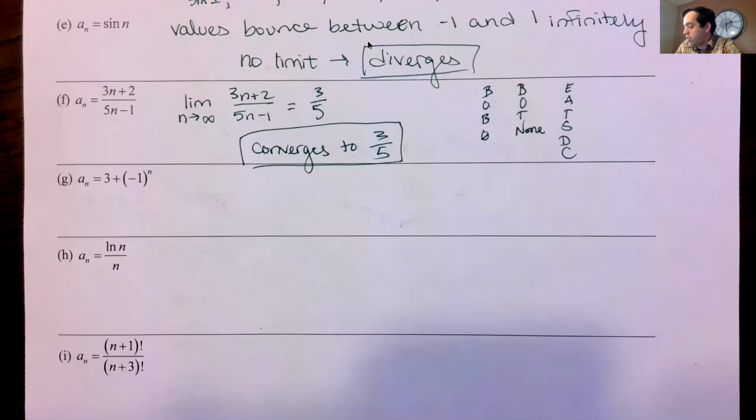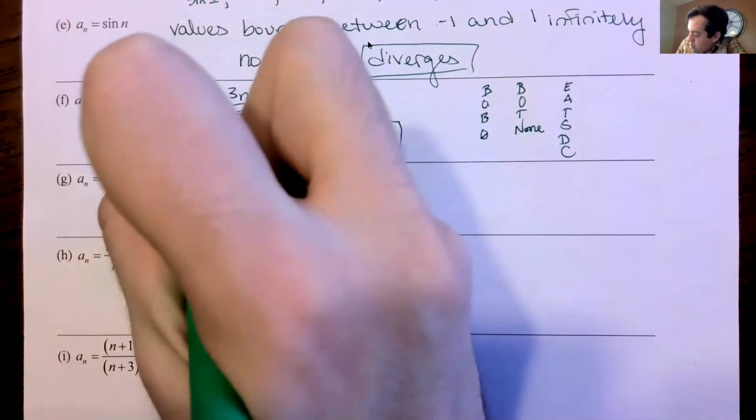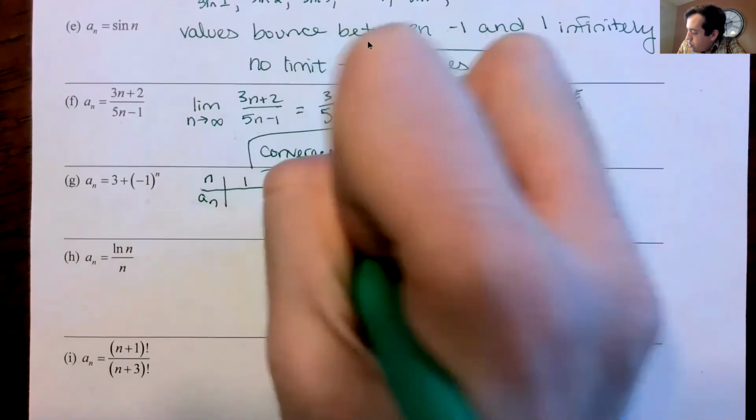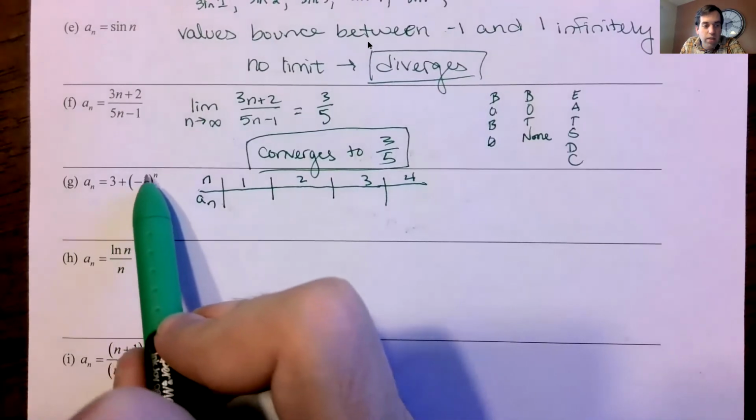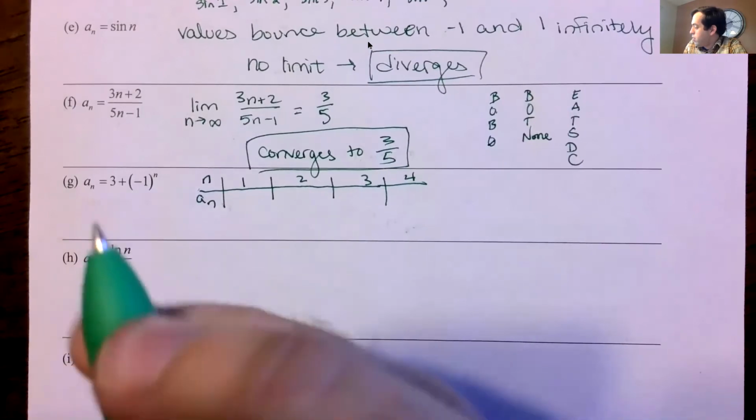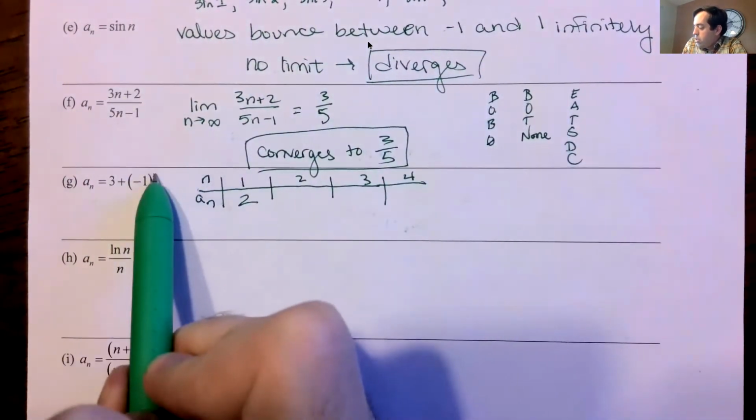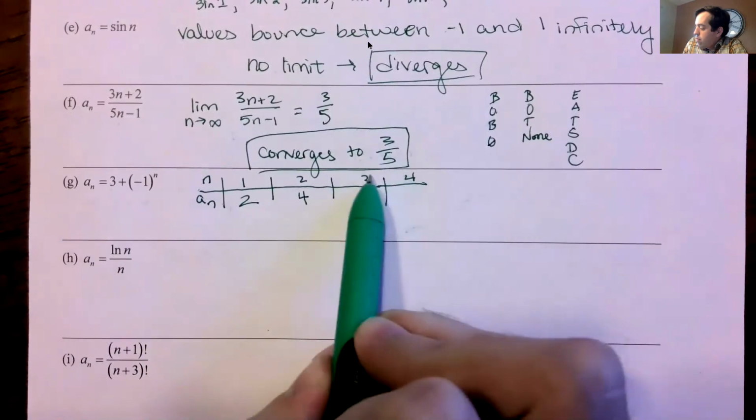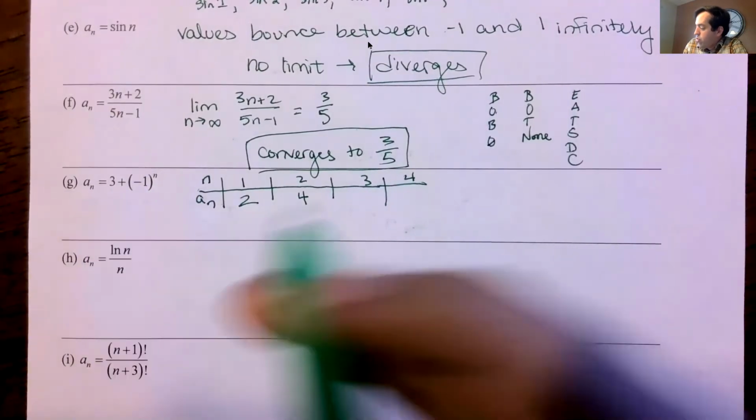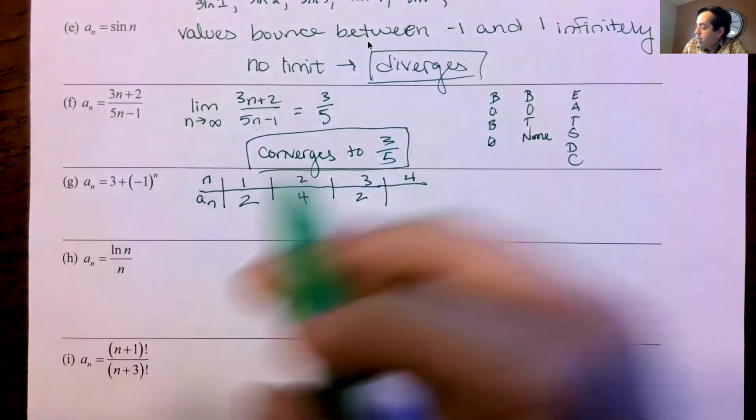All right, let's try the next one. Letter G, a sub n equals 3 plus -1 to the n. So in some cases, it's just easiest if we list out some of the terms so that we can tell what's going on. So let's just try plugging in different values for n. So let's see if we have a certain n, what is the a sub n going to be? I'm going to try the first couple. So if I plug in 1, we're going to have 3 plus -1 to the first, which will just be -1. So 3 minus 1 is going to be 2. If I plug in 2, -1 squared is +1, so we'll have 3 plus 1, so it'll be 4. For the third term, this is going to become negative again, so 3 minus 1 will be 2. For the fourth term, it'll become positive, so it'll be 4.